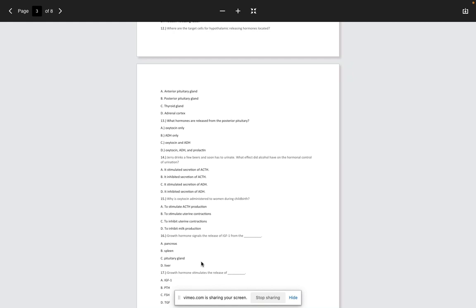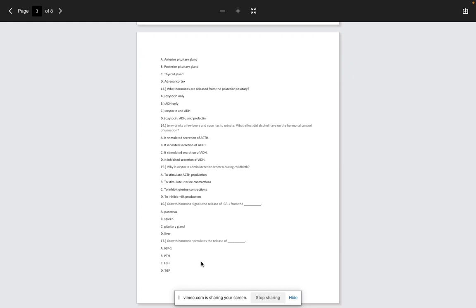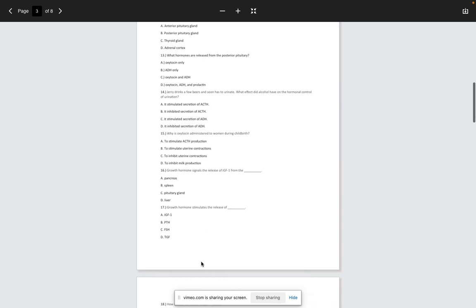So in number 17 on the practice exam, it says growth hormone stimulates the release of A, IGF-1, B, PTH, C, FSH, or D, TGF. So which one would it be? IGF-1. So if a guy had a tumor producing too much growth hormone, would it make sense that IGF-1 would also be elevated? Yes. What was 16?